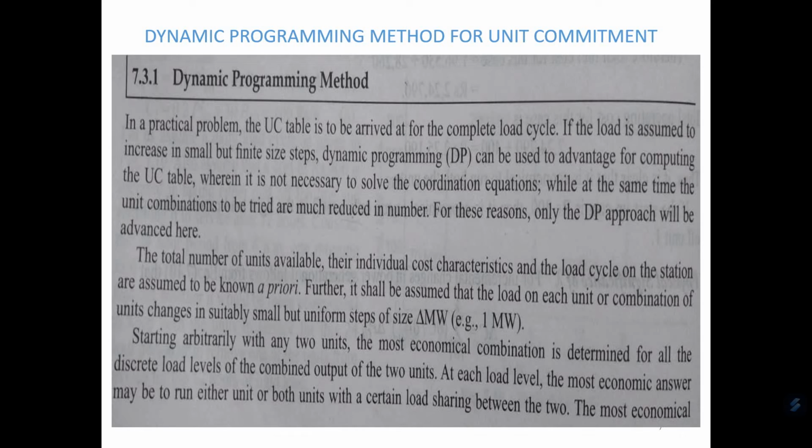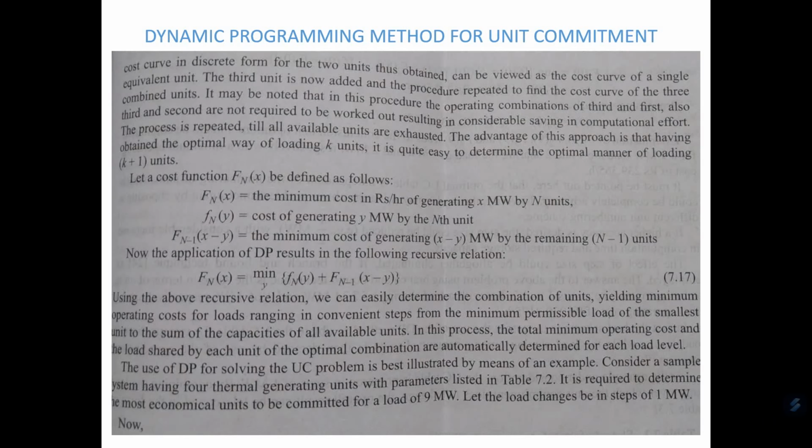Like delta MW is equal to 1 megawatt. That means the load changes with a step size of 1 megawatt. So the step size may be 0 megawatt, 1 megawatt, 2 megawatt, 3 megawatt, etc. Starting arbitrarily with any two units, the most economical combination is determined for all discrete load levels of the combined output of the two units. At each load level, the most economical answer may be to run either one unit or both units with certain load sharing between the two. The most economical cost curve in discrete form for the two units thus obtained can be used as the cost curve of a single equivalent unit.